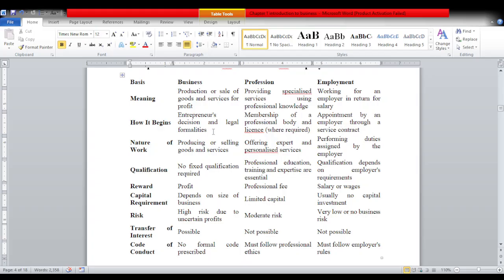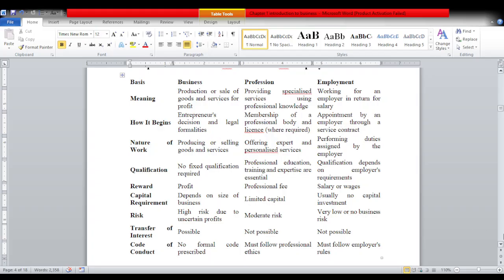And employment has no risk at all, right? At the end of the month, after giving your 8 to 10 hours on a regular basis, after completing a particular month, you are provided your salary, right? So very low or no business risk is associated with the employment activity.